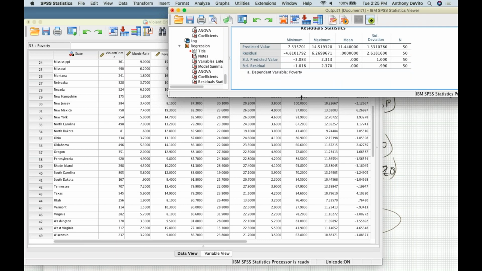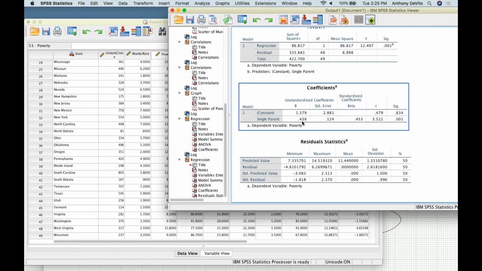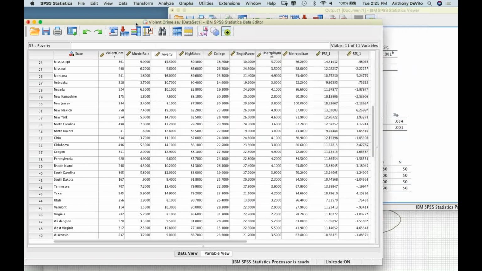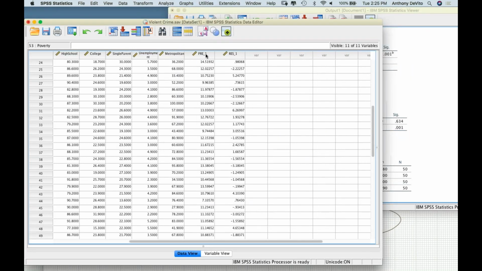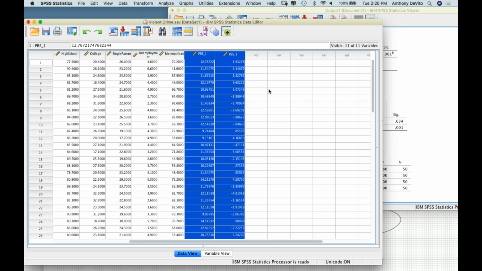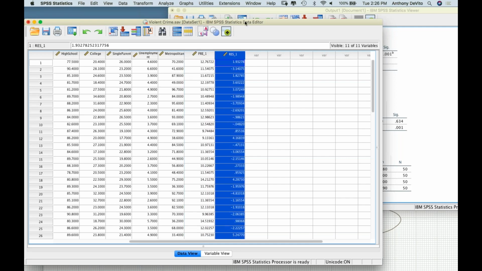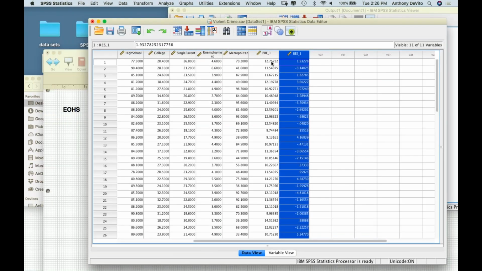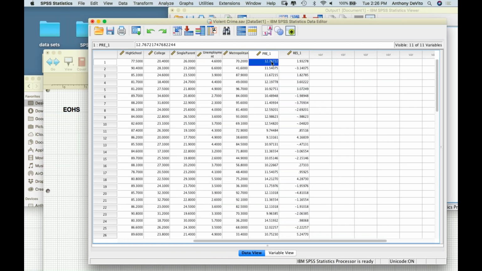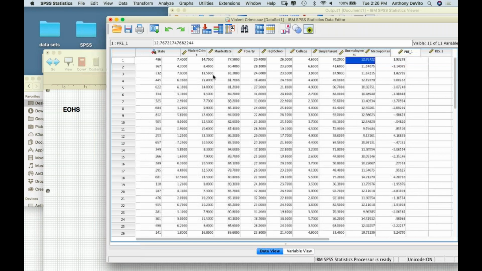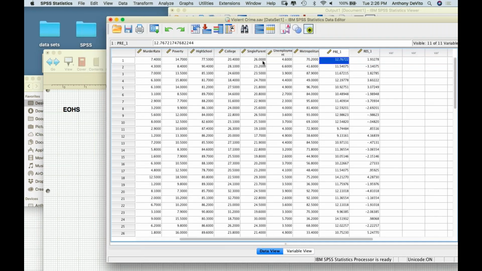My output table is going to look pretty much the same. There's an extra box in there that I'm kind of interested in, but not right now. But if I go back to my data, all of a sudden there are two new columns. Those two columns are my predicted values and my residual values. In other words, my predicted value is the poverty rate based on the percentage of single parent households using that formula. So in this first state, Alabama, the rate of single parent households is 26%, and the poverty rate was 14.7%.